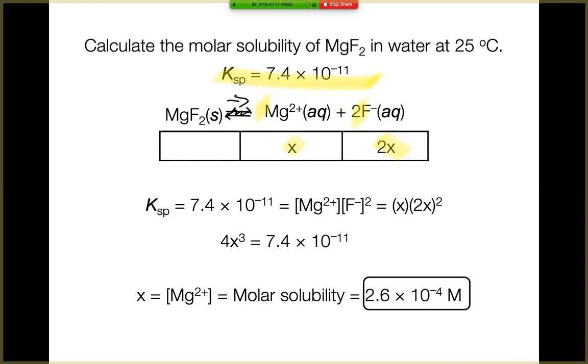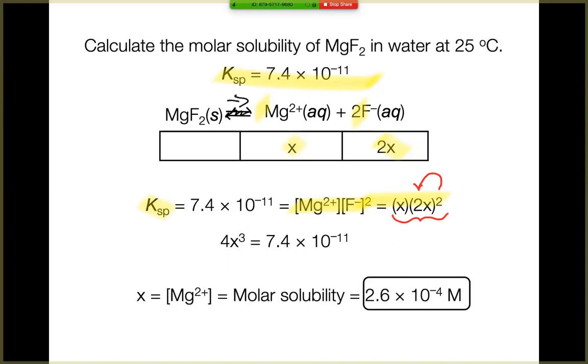So if I know my KSP expression, which is basically products over reactants, and reactants are always solids when we deal with KSP, I can say that when things are all said and done, I'll have an X amount of Mg2+ and 2 times that, or 2x, of fluoride. I plug that into the expression. What it looks like then is x times (2x) squared. So that becomes 4x cubed, because that 2 goes to both the 2 and the x, and so the square. So it becomes 4x squared times x, which becomes 4x cubed, which we see down here.